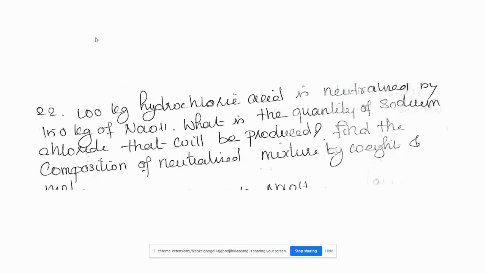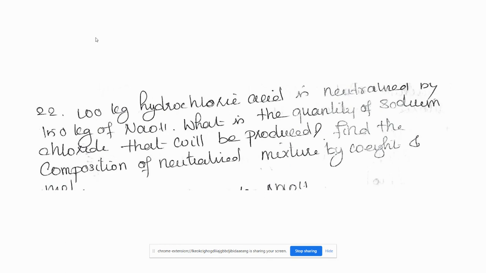The problem is: 100 kgs of hydrochloric acid is neutralized by 150 kgs of NaOH. What is the quantity of sodium chloride that will be produced? Find the composition of the neutralized mixture by weight and mole percentage. Once again I repeat: 100 kgs of hydrochloric acid is neutralized by 150 kgs of NaOH.